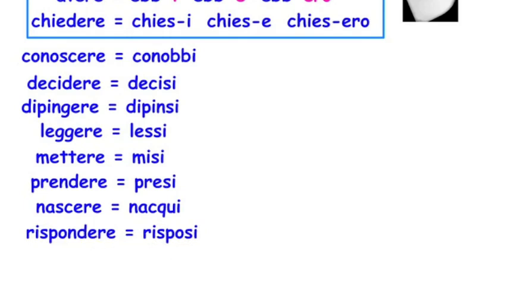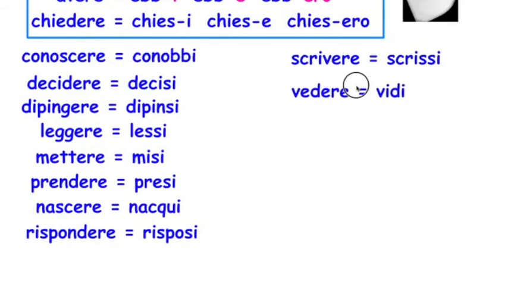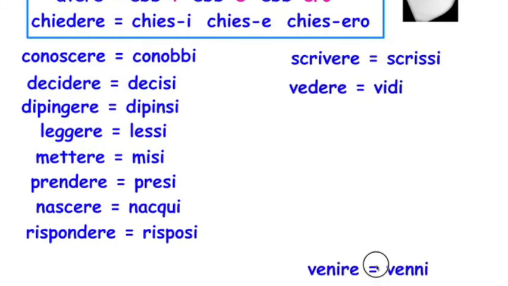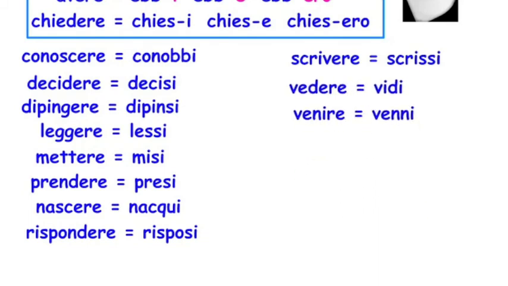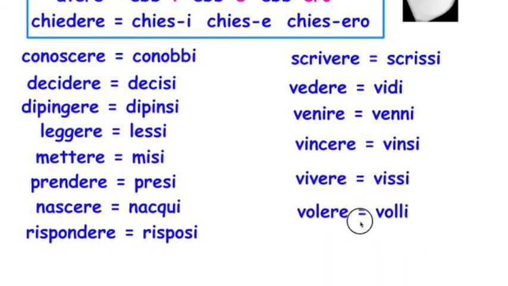Rispondere, scrivere, vedere, venire, vincere, vivere, volere. Look at that one. And that's it for these; they are irregular only for first, third, and third. And then it follows the regular form.